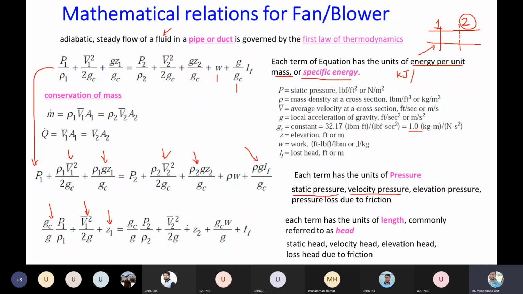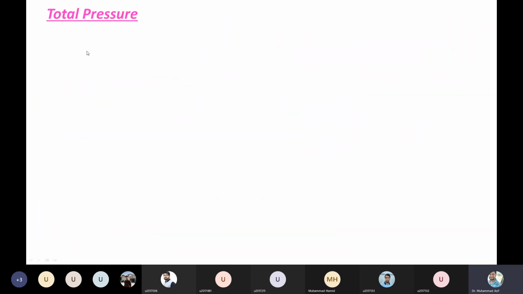So similarly in the next equation, each term now has a unit of length. You can see the fundamental flow equation through a pipe or a duct can be represented in any of the forms. They can be represented in terms of energy, specific energy, in terms of pressure, or in terms of length, which is commonly known as head. And when we say total pressure in a duct or a pipe, that means the sum of the static pressure and the velocity pressure, right?